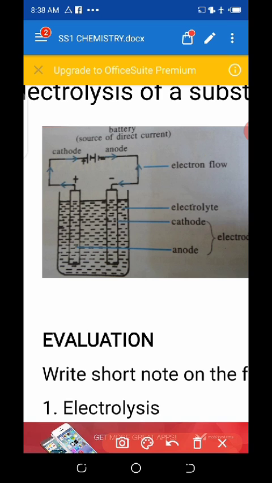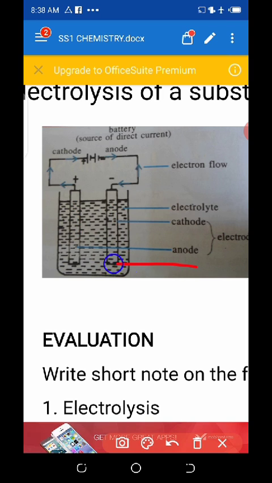You can see that's the anode. This is the cathode. We can see this container is the electrolytic cell. You can see the electrolyte inside it. You can see the labels. You can as well zoom the whole diagram and check.